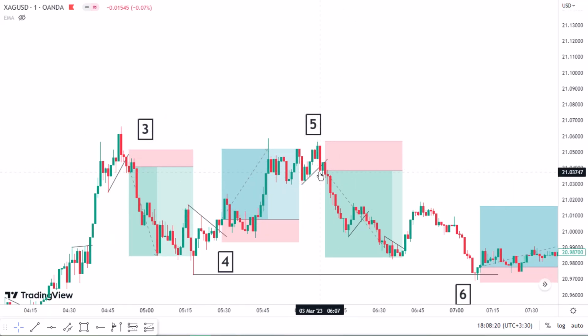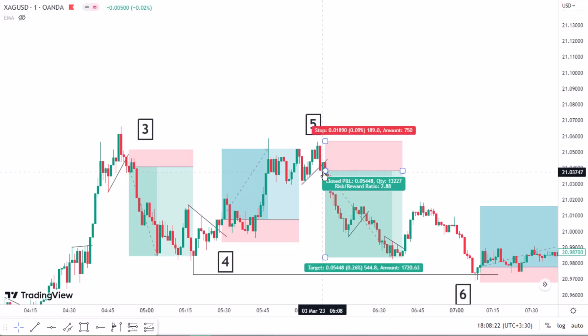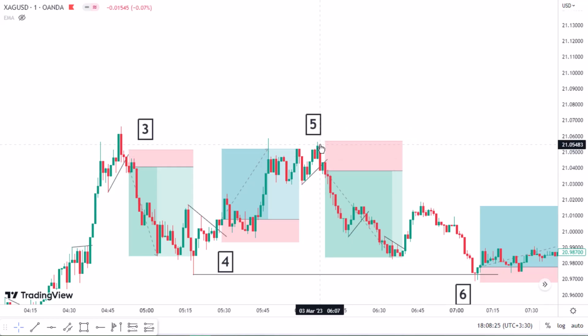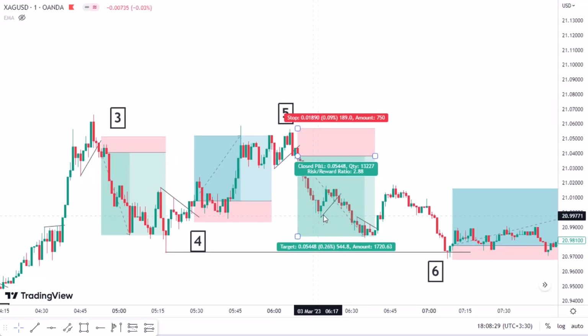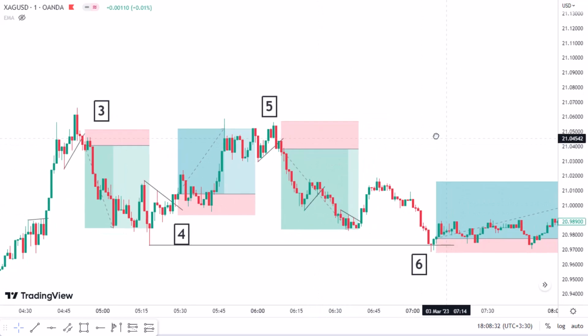On the trade 5, we have a trend line with 2 touches. On the third time it is broken with this red candle, we enter the sell position, put our stop loss above that, and it gives us a reward of 2.8. You could also enter a sell position on this trend line too.